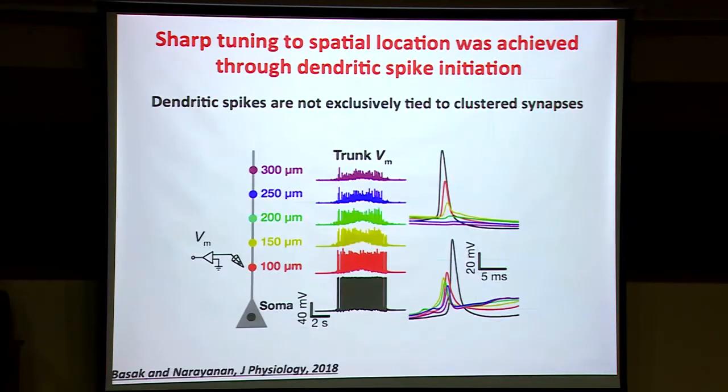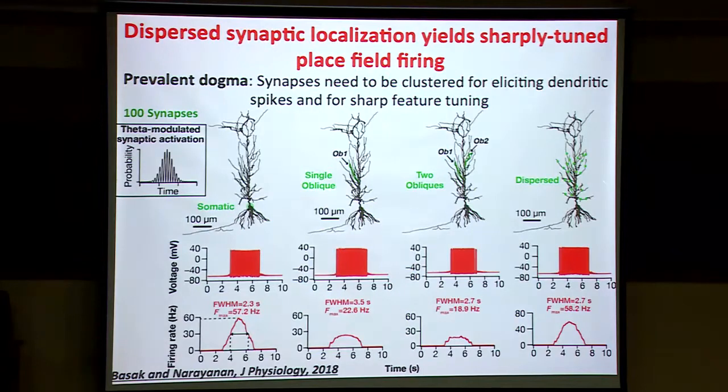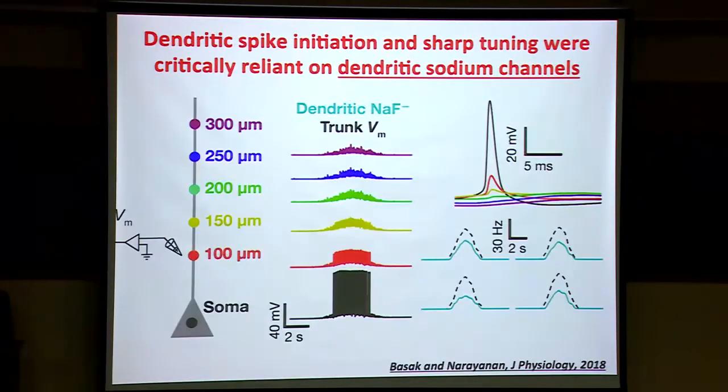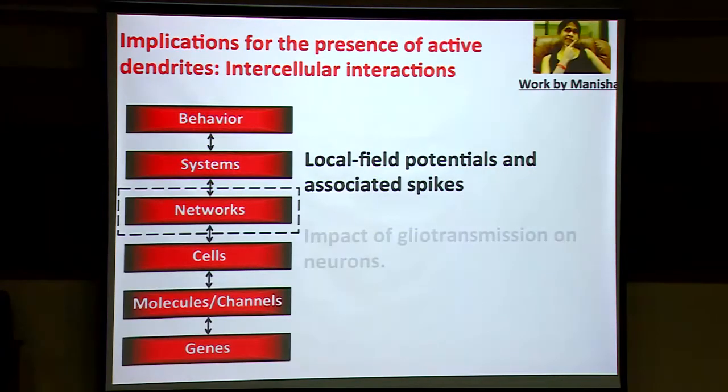So what she showed was you can get dendritic spikes with dispersed synaptic inputs, and that will lead to sharp feature tuning over here. She showed that this is because of the presence of active dendrites. Without this, you don't get that sharp tuning over here. Right? So it's very important to have that kind of a structure.